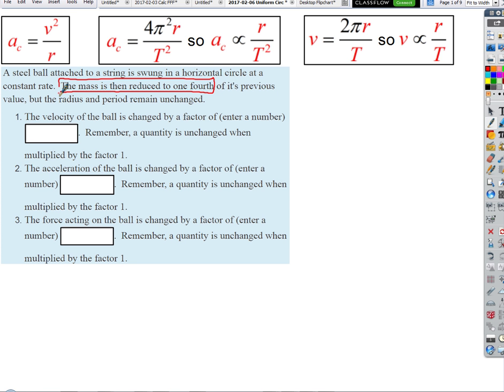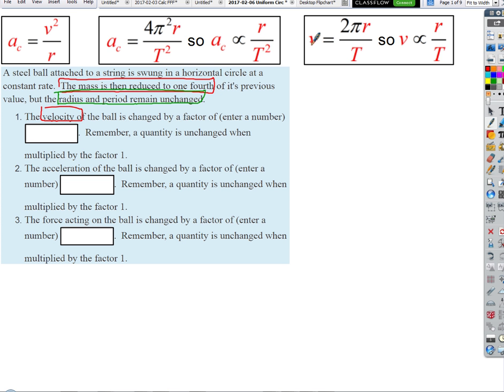So mass is changing. The radius and period are staying the same, right? But in the first one, we want to know how much the velocity has changed, so the velocity is changing also. So we want to find one of these relationships. These are all the relationships we have that relate centripetal acceleration to other uniform circular motion quantities. The other one doesn't involve centripetal acceleration, but it relates speed to radius and period for circular motion. So we have essentially these 3 different relationships.